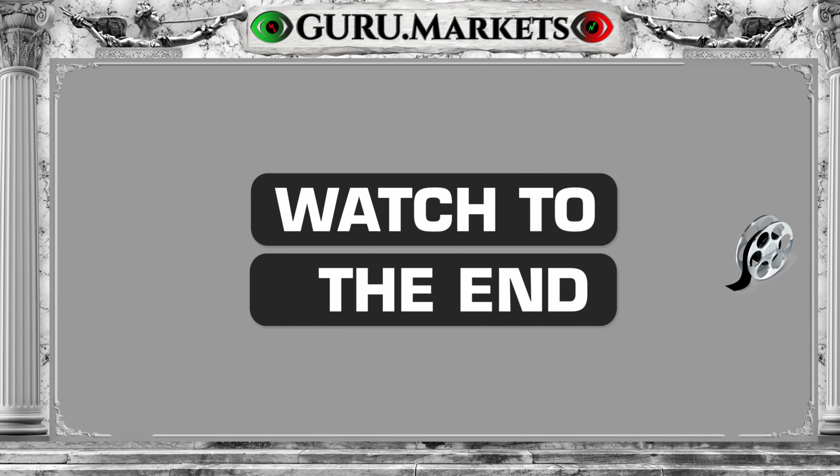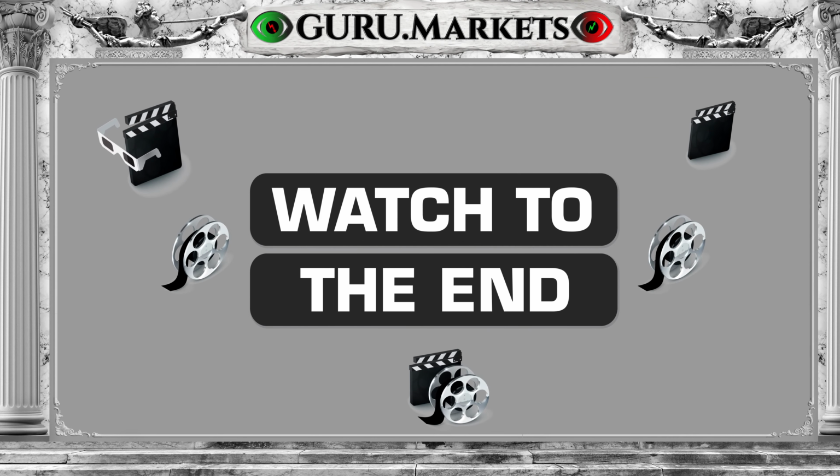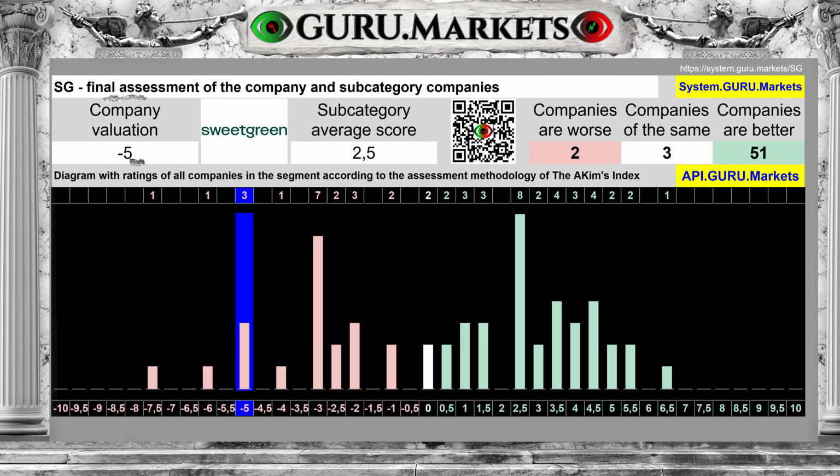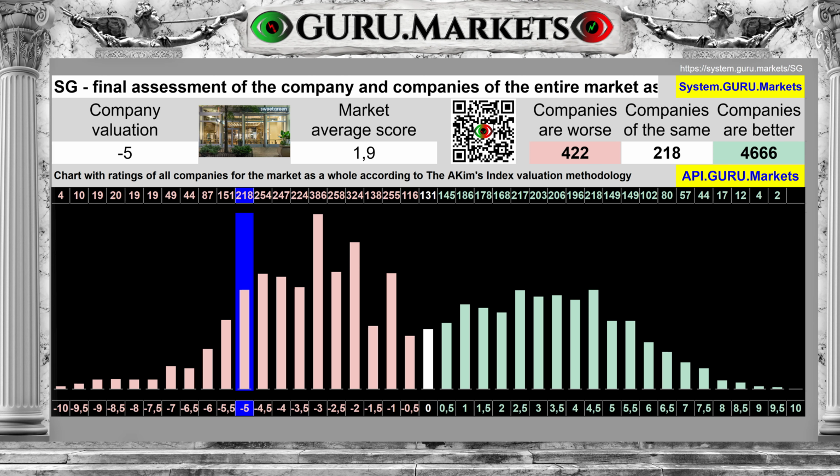Let's look at the order table based on the results of the video. The overall result for the company in question is -5 out of 10 points. The average for the subcategory is 2.5 points. If you look broadly, within the market in general, you can see that the average result for the market in total is 1.9 points. Against the company's -5-point rating, Sweetgreen Inc.